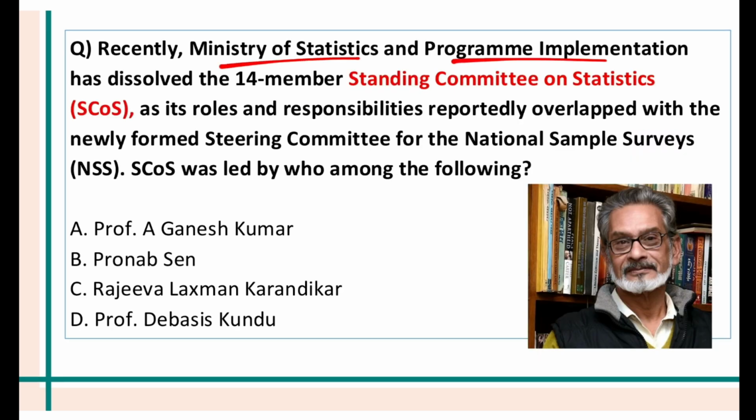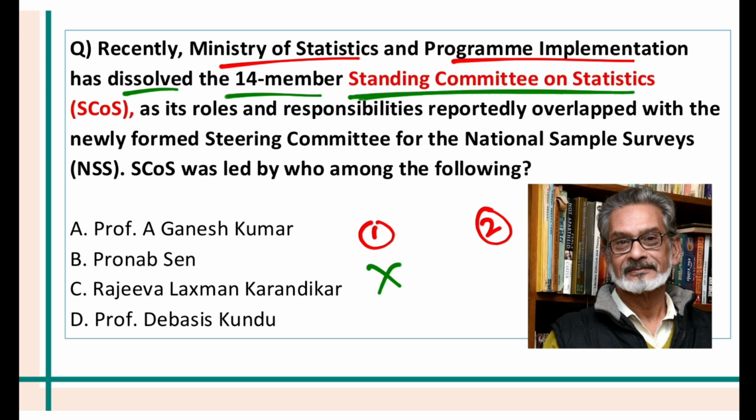Ministry of Statistics and Program Implementation, they had made two committees, committee number 1 and committee number 2. Now, they have dissolved one of the committees. Dissolved means the committee is not needed anymore. It was a 14-member standing committee on statistics. Why this committee has been dissolved? Because its role and responsibilities were very similar to the second committee that they had made earlier.